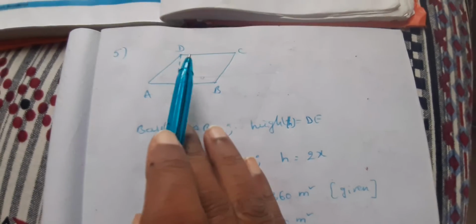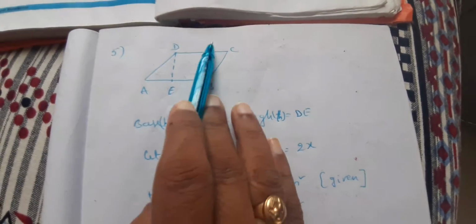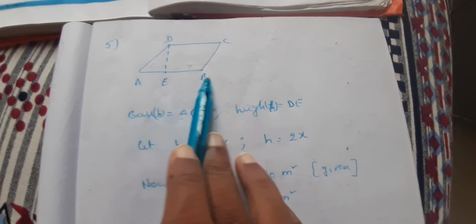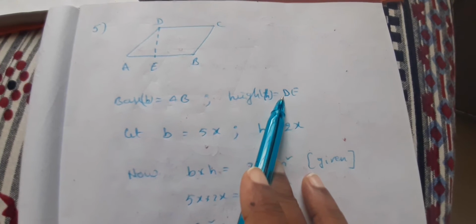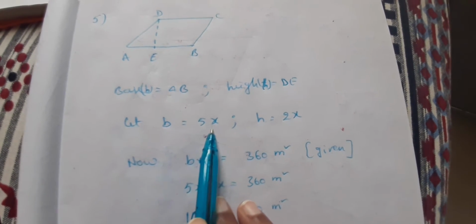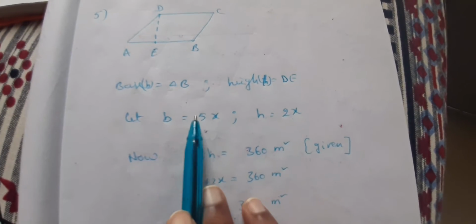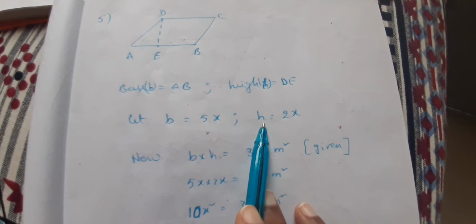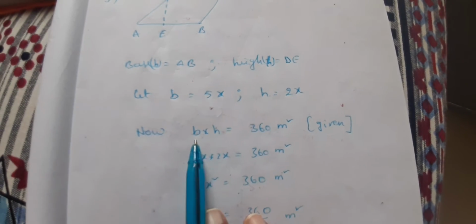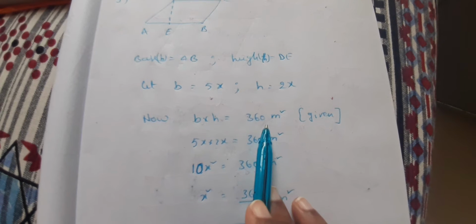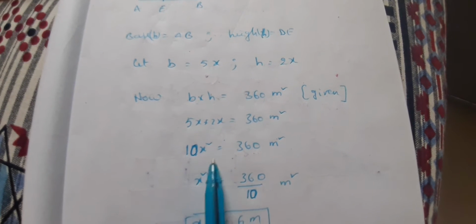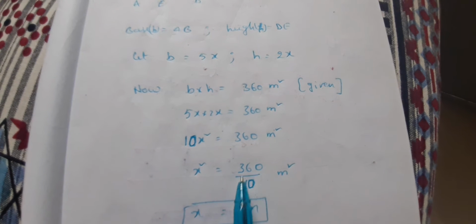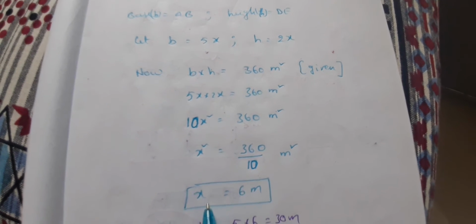If you imagine the parallelogram, DE is height, AB is base. Let the base be B and the height be H. B is equal to 5x, H is equal to 2x because both are in 5:2 ratio. So B into H is 360 meters square. 5 2s are 10, 10x square is 360, so x square is 36, x is equal to 6.